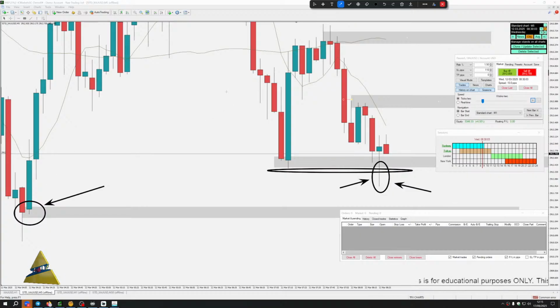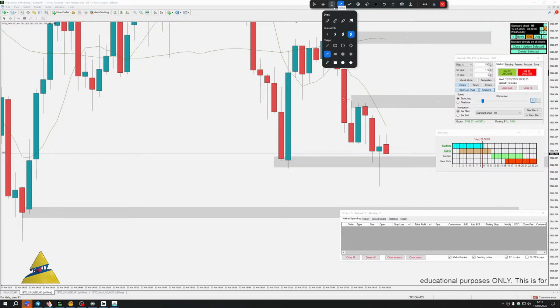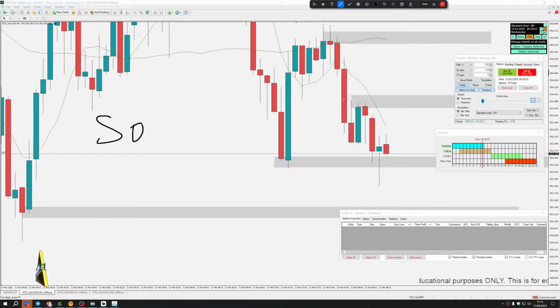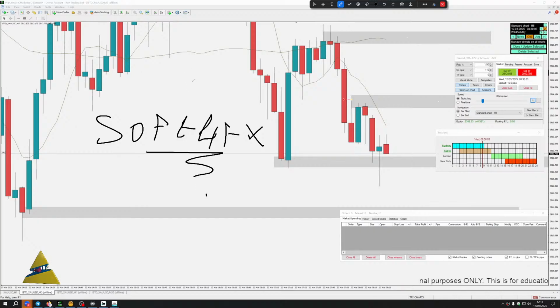Where can I play back the markets like you do? This is called Soft FX Simulator. So just go on to Google and type in Soft FX. This is a MetaTrader 4 simulator, but I think you also got it on MT5 now as well. So it's a pretty good simulation over here.